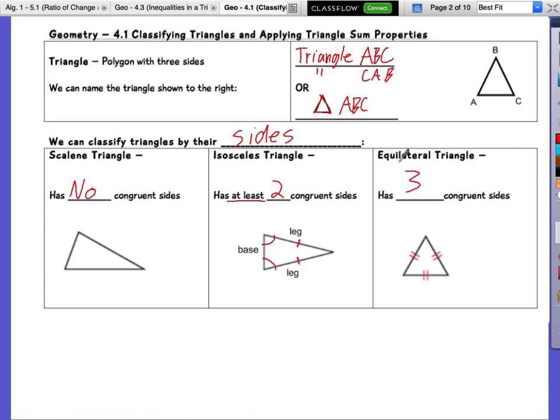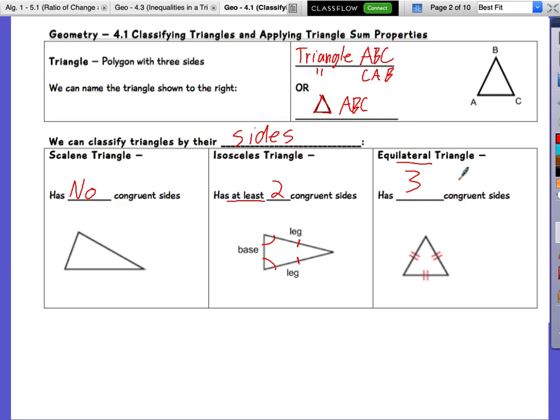And lateral means to the side. Say two things are lateral, that means they're side by side. Or if you have a lateral pass in a sport, it's to your side. It's not forward, it's not backwards, it's to the side. It's a lateral. So lateral just means to the side. So this just means equal sides.